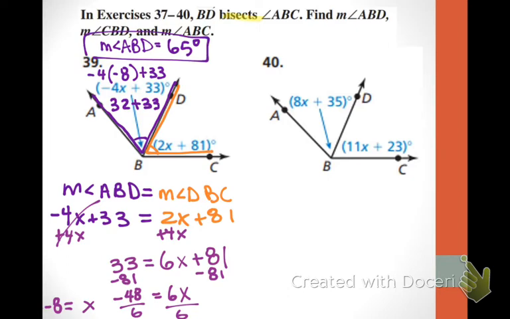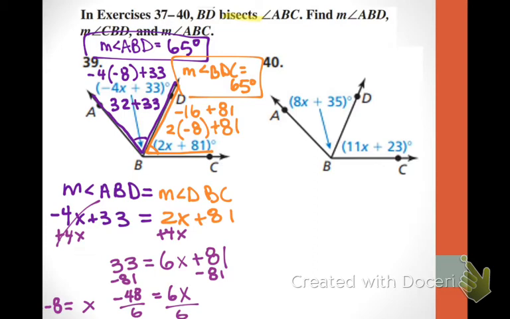The same thing to find the measure of angle BDC. So plug in that negative 8. 2 times negative 8 is? Negative 16. Plus 81. So negative 16 plus 81 is 65.